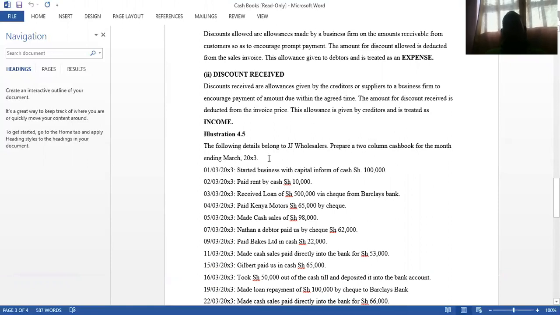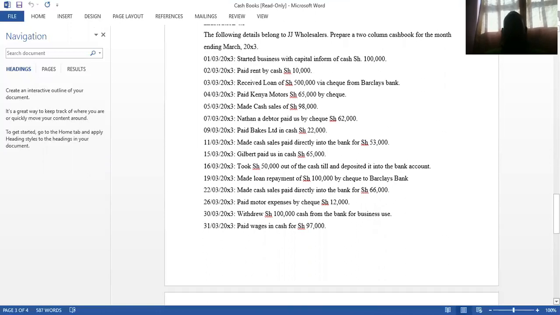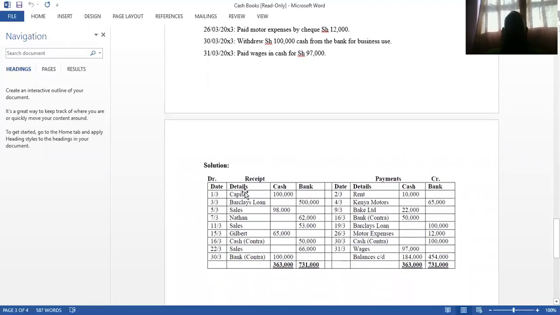The first case here, it is either the business is starting or the business is continuing. If the business is starting, you will be given what we normally call capital, or the amount of money that was used to start the business. So in this case, the business started with capital in form of cash, 100,000. That is a receipt to the business. When you come to this cash book, you will find that it is going to be recorded as a receipt here on the receipt side, because the business is receiving money from the owner.